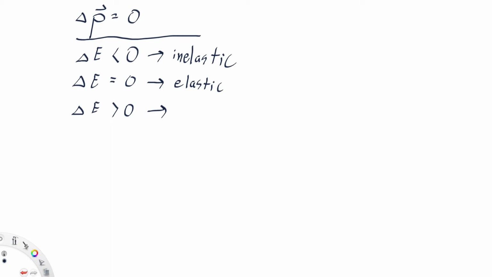So when the change in energy is greater than zero, we actually call that an explosion. So let's look at these one at a time. The elastic collision is easiest to understand, I think. So for elastic collisions, we have two objects. They're coming in fast.